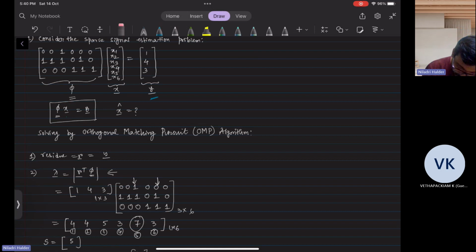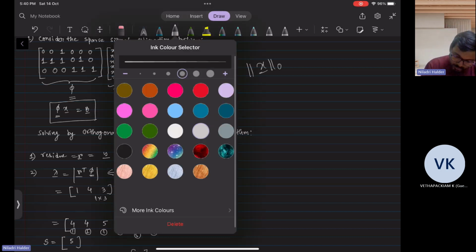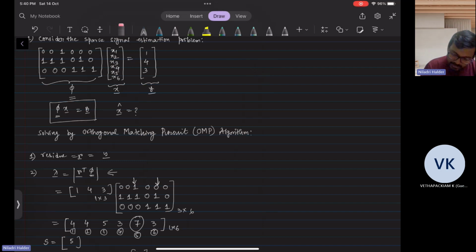How to find it? The actual process is just minimizing the L0 norm of x, but that is not solvable actually. That will take huge complexity. You can't solve it. That is a non-convex optimization problem. So then we can solve it by using a greedy algorithm, in just 2 or 3 steps.